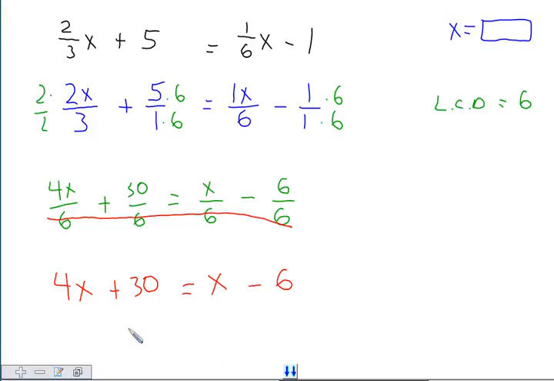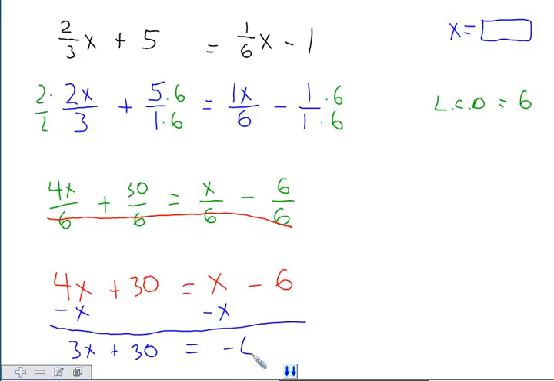So let's just go through our regular strategy for solving this. I want to get all my x's on the same side. So I'm going to remove the x's from this side by taking one x off of each side. That leaves me with 3 x's over here now. I still have this plus 30. And I don't have any x's over here, but I do still have that minus 6.